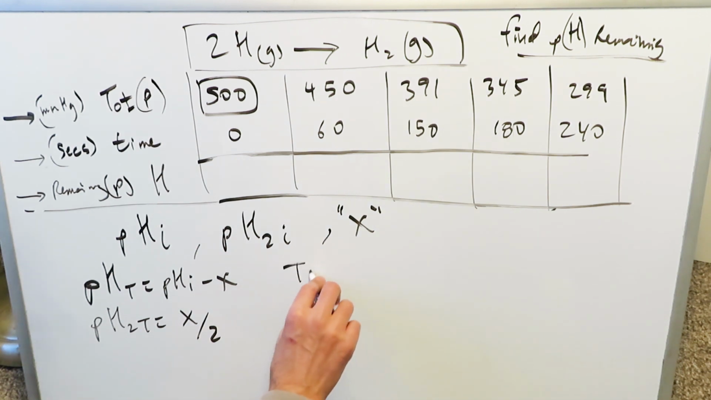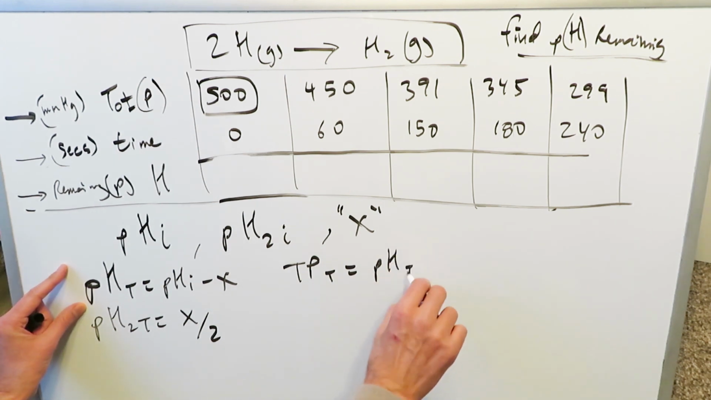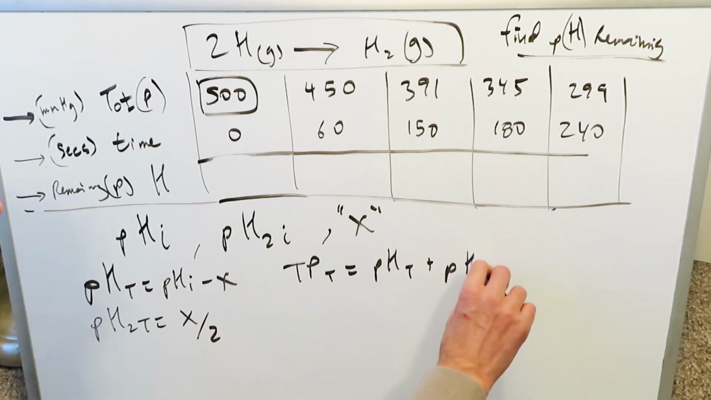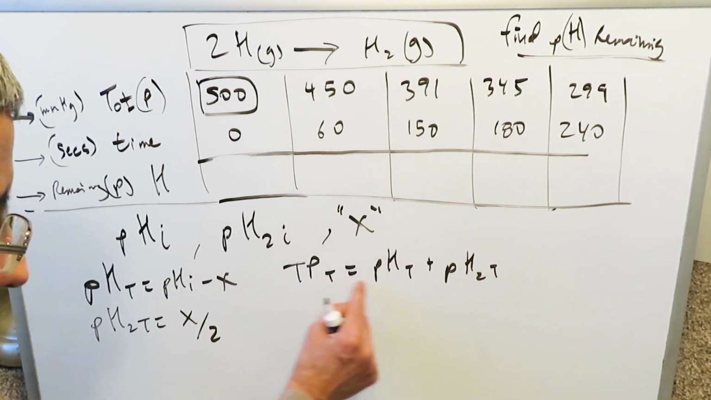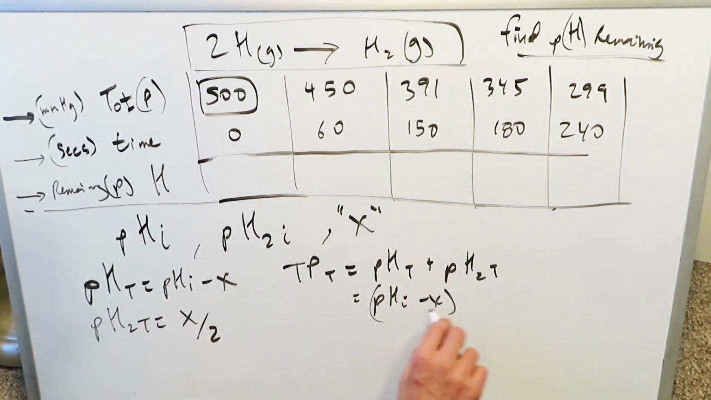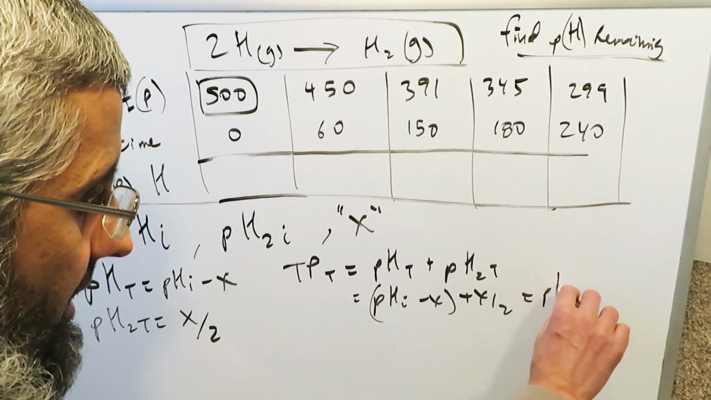The total pressure of your system at a given time is equal to the partial pressure of your atomic reactant plus the partial pressure of your diatomic reactant at a given time. And what is that? Well, I have these values. I have P_H,I minus X plus X over 2. What is this equal to? Simplify this.